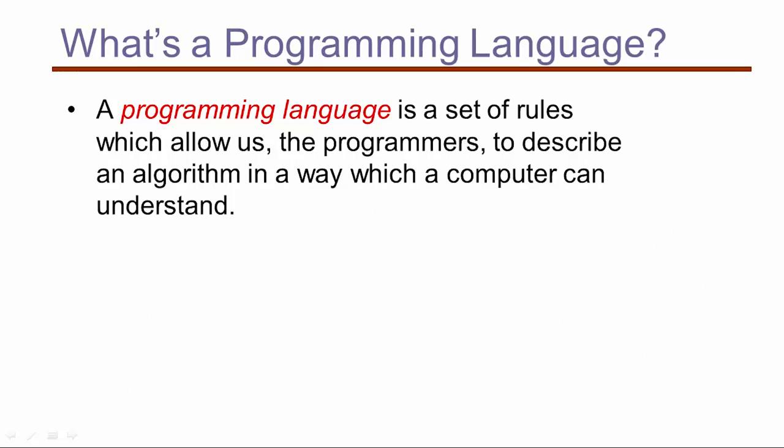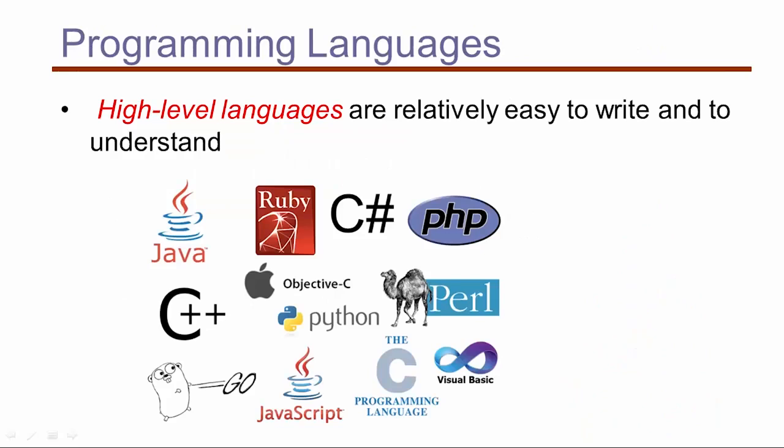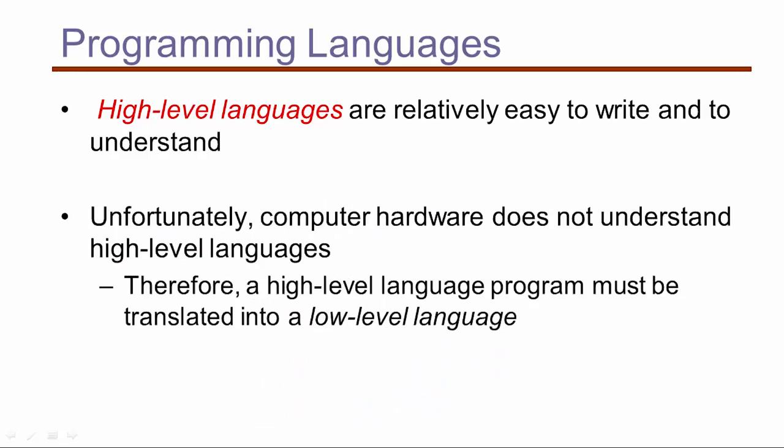A programming language allows us to specify our algorithm, or what we want the computer to do, in such a way that the computer can understand it and actually do it. For Android programming, we use the Java programming language. Now Java and other popular programming languages such as C++, Python, and Ruby are considered high-level languages since they are easy for humans to understand. But unfortunately, computers do not understand such languages since they only understand ones and zeros.